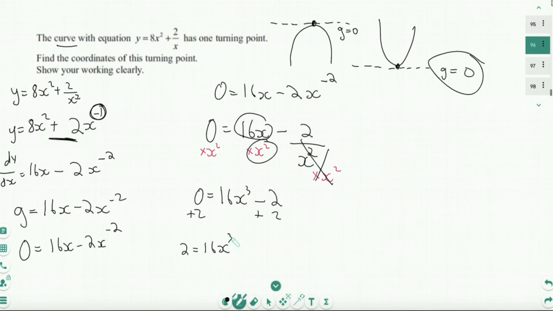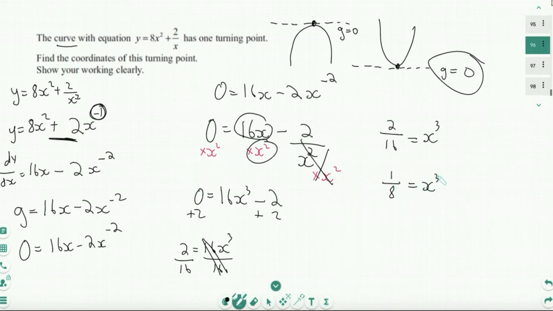X is being cubed, then multiplied by 16, so we're going to divide by 16. Divide by 16. So 2 over 16 is equal to x to the power of 3, as the 16s cancel out. We can simplify this fraction to 1/8 if you want, is equal to x cubed.